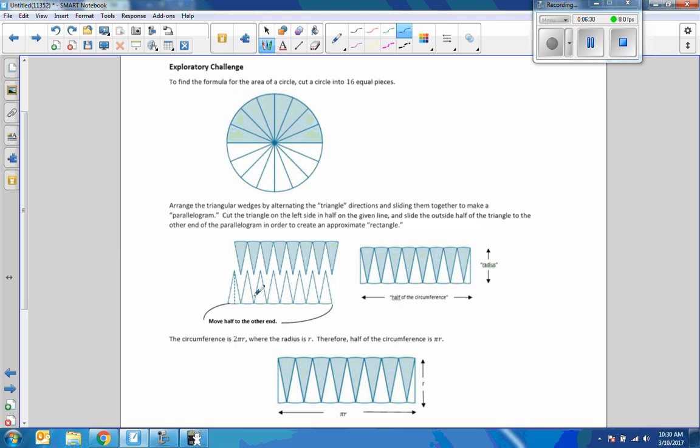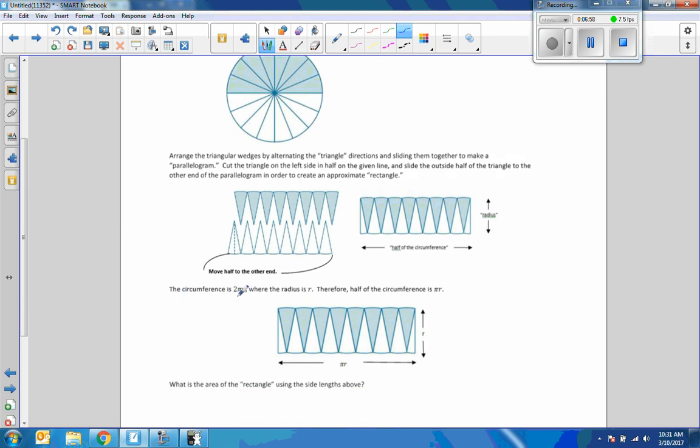And then if you do the same thing with the unshaded and slide them over a little and up, they will go together tightly and there are no spaces. And then this side here is straight as well, so that forms a rectangle. The radius is your height, and half of the circumference, this is half and this is the other half, is your length.